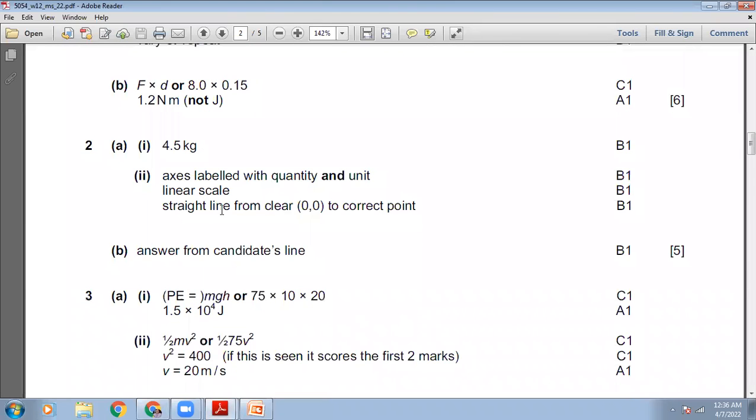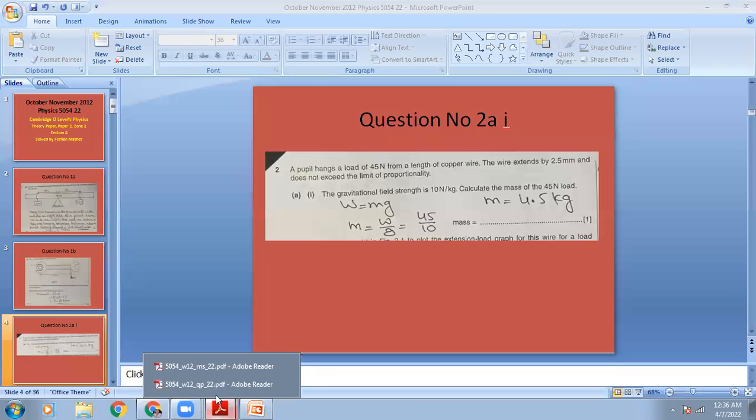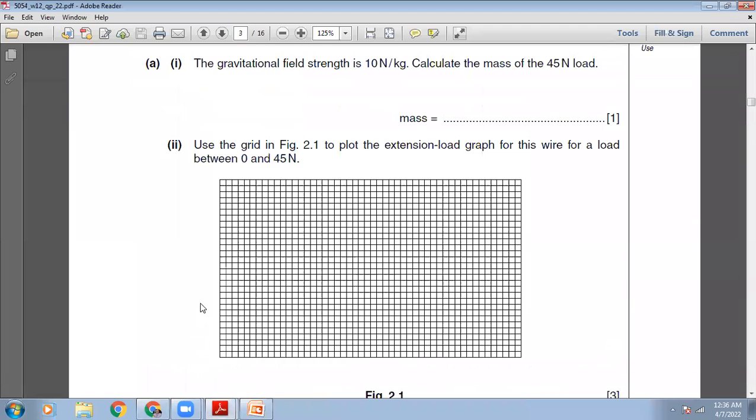So let's check 4.5 kg. Our answer is also 4.5 kg. So our answer is right.